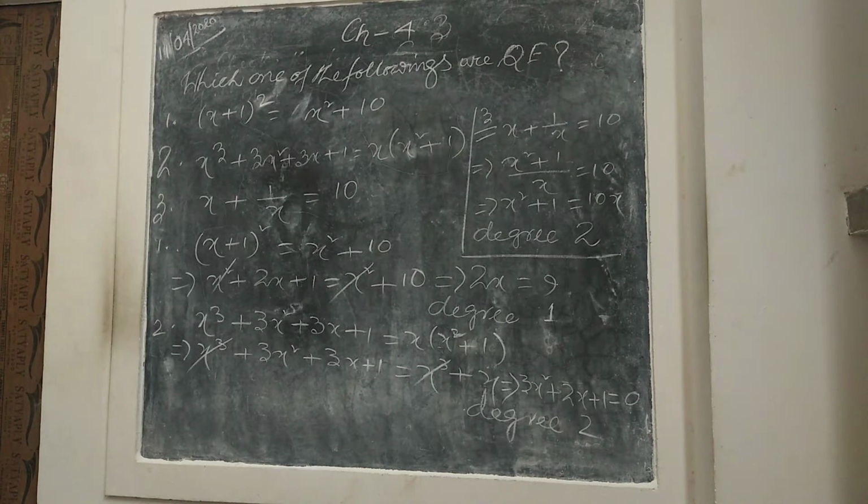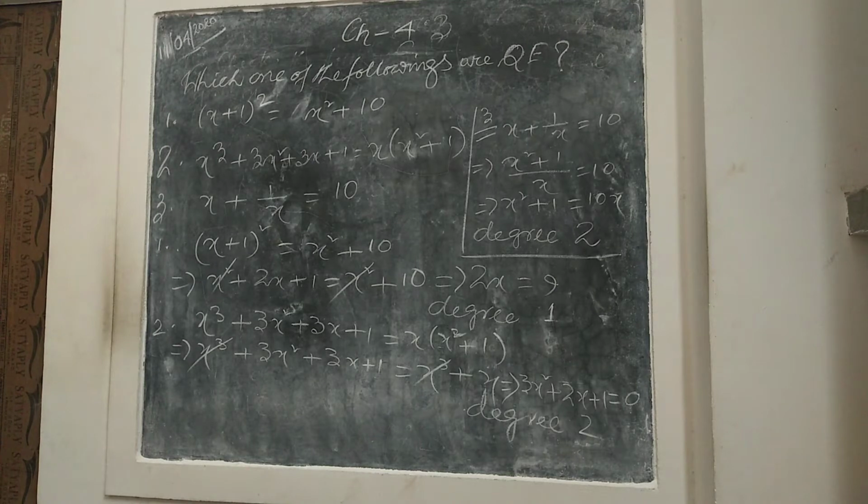See, the first one is (x + 1)² = x² + 10. Next one is x³ + 3x² + 3x + 1 = x(x² + 1), and the third one is x + 1/x = 10. Now, how can we say whether it is a quadratic equation or not? Not directly. Whatever needs to be simplified, you have to simplify, and only then can you say whether it is a quadratic equation or not.